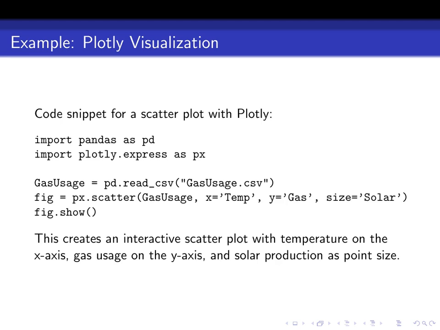The code reads a dataset, maps features like temperature and gas usage to axes, and uses point size to represent solar production. The resulting plot provides an engaging way to explore relationships in the data.